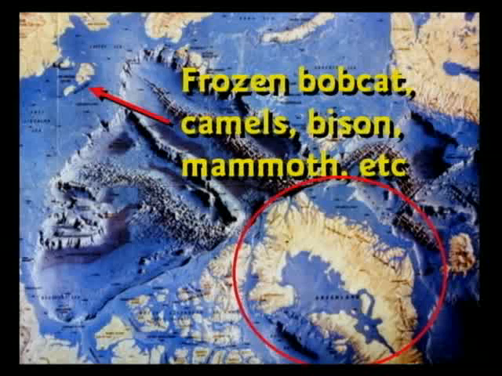Frozen bobcat, frozen camels, frozen bison, mammoths. One man said there are so many frozen animals and bones of animals up there, you can hardly walk on the ground. As you walk, you're almost constantly on dead animals, dead carcasses. Well, what happened on the New Siberian Islands? All over this northern region, there are frozen things found.